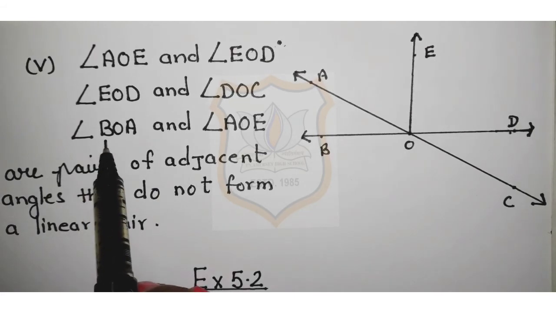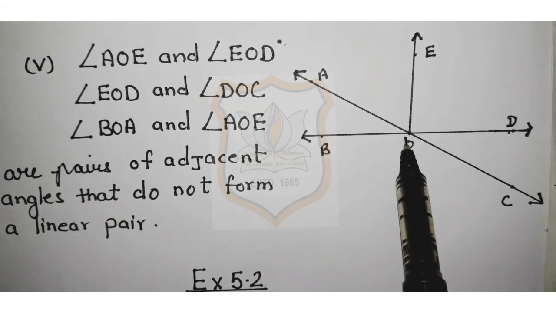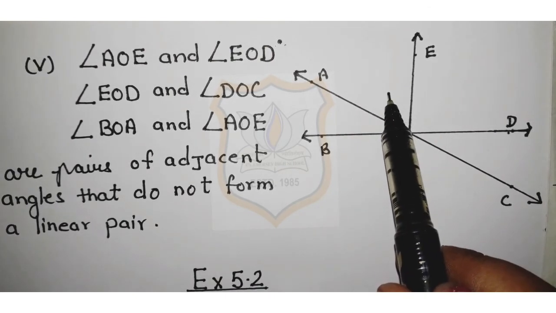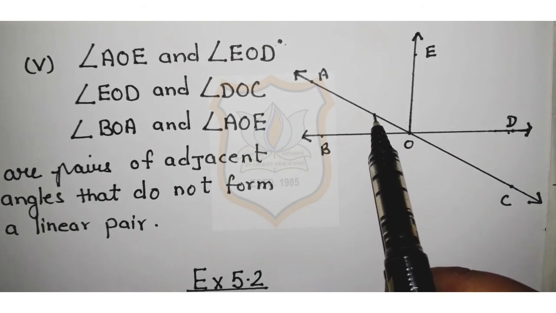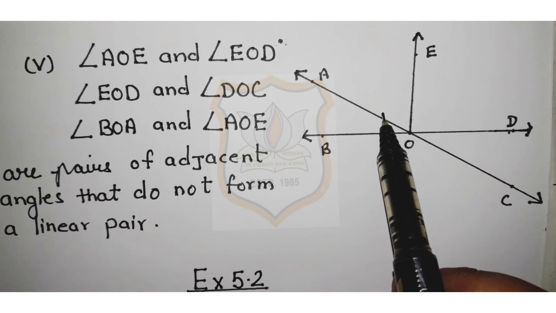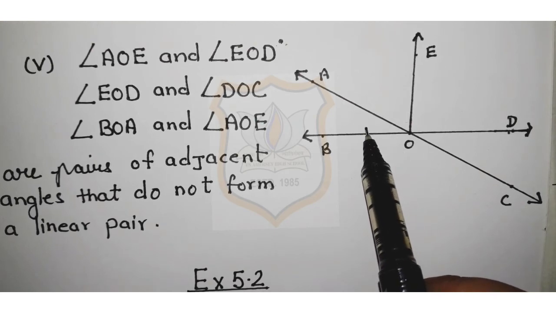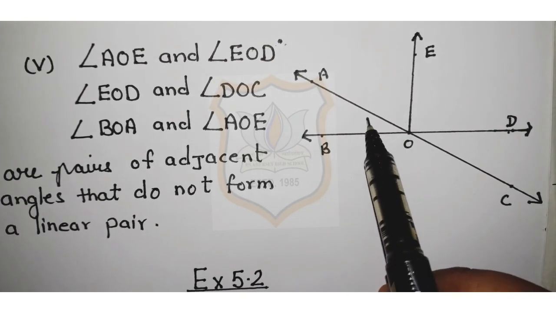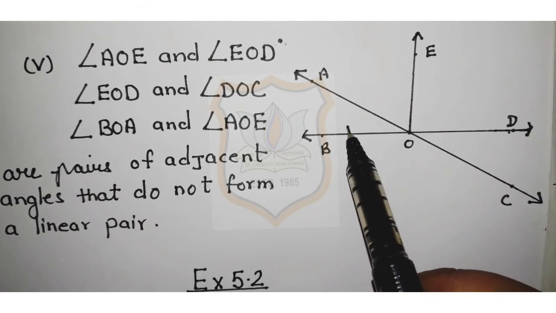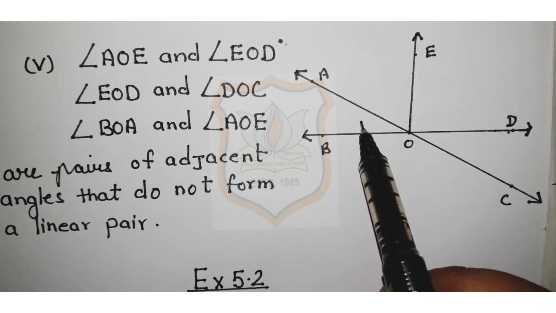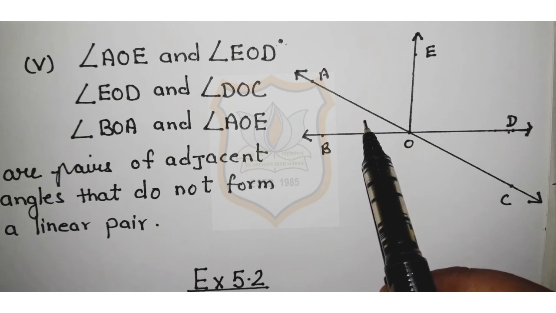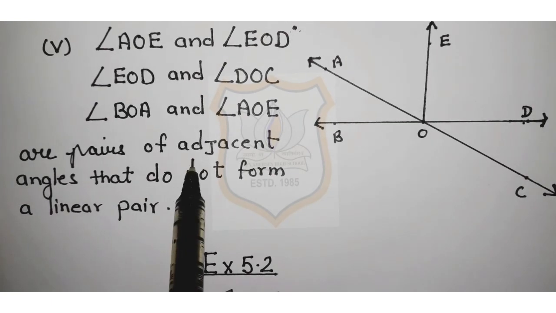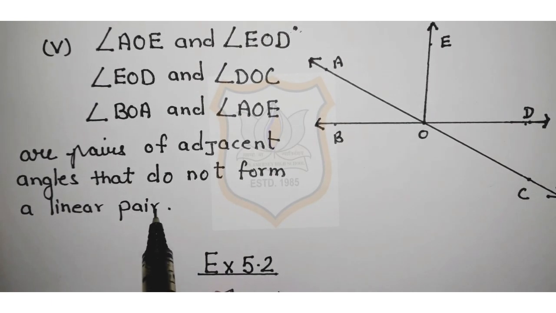Now third one is BOA, this one, and AOE, this one. They both are adjacent angles but they are not supplementary because their measure is not 180 degrees, but they are adjacent angles because one ray is common between them and the other rays are on either side of the common ray and their interior points are also different. So, they are adjacent angles but not linear pairs. So, we will write it like this: are pairs of adjacent angles that do not form a linear pair.